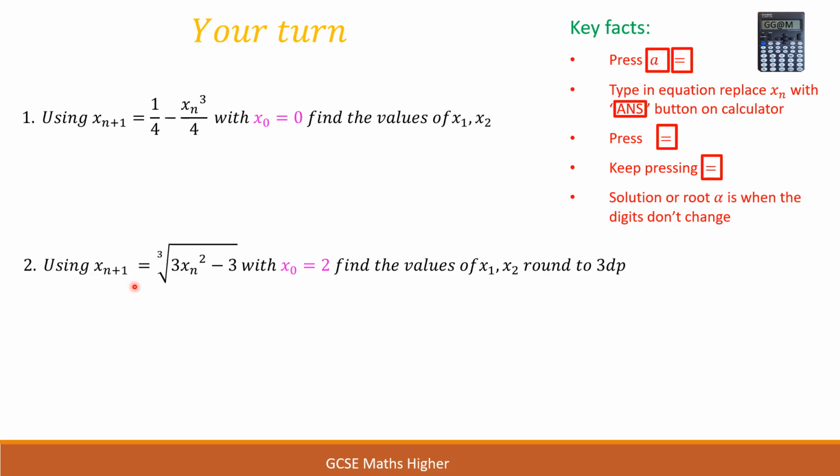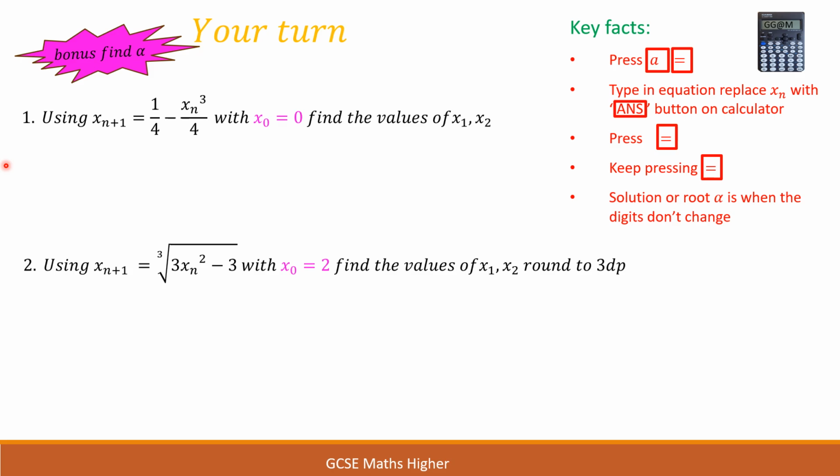Similarly here, the second example is linked to the second examples we've had all the way through. Xn plus 1 is equal to the cube root of 3xn squared minus 3 with x naught equaling 2. We're going to find the values of x1, x2, and we're going to round the answers to 3 decimal places on the second one. And for a bonus point, if you can find the value of alpha, which is the root, then you can get a bonus mark here as well. So you've got 2 marks for finding each solution here, and then a bonus for finding alpha. Press pause, have a go at working out the answers, and then press play when you're ready to hear the answers.